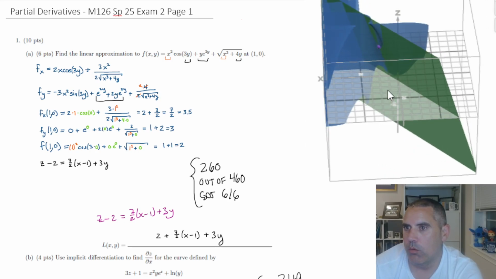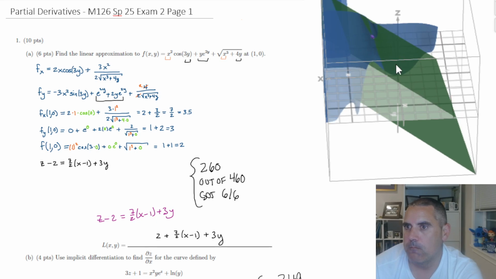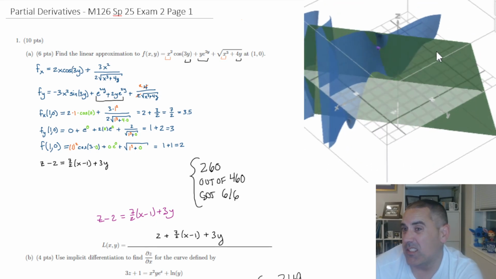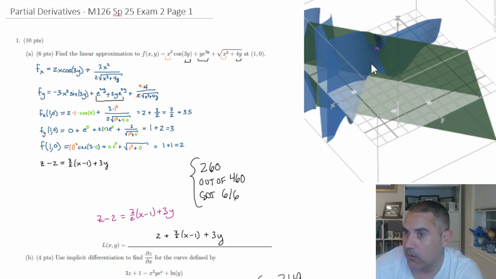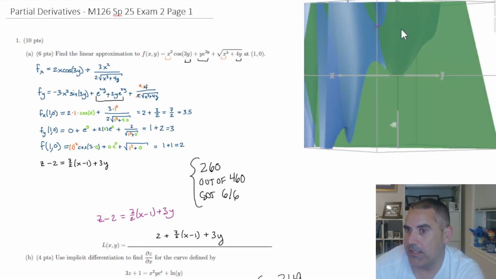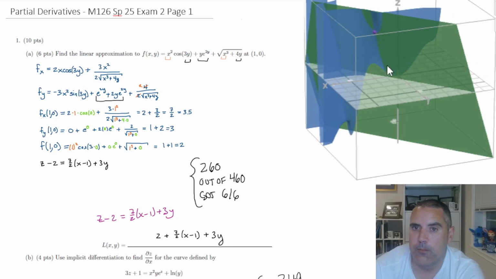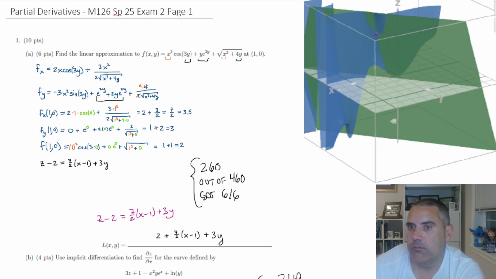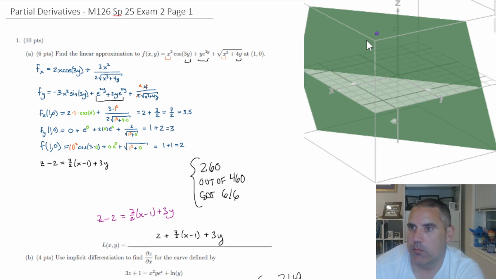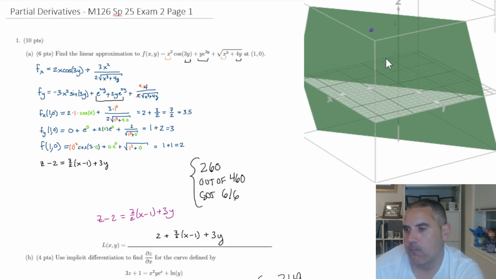So if you were really close to this point, then it might make sense. I mean, if you were extremely close, it might make sense to want to replace it with something simpler, and just say, okay, I'm near this point. Let's just use that. That's the idea.